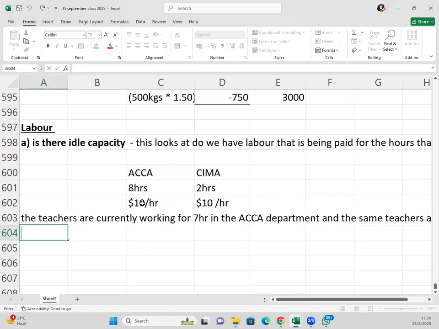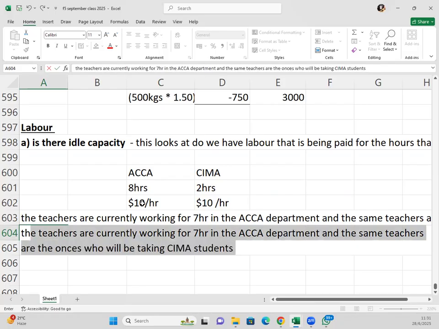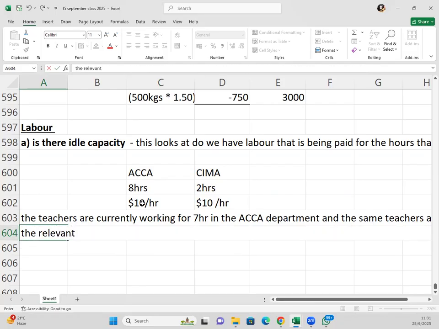For that 1 hour that we are paying them and they are not working, it's idle capacity. During that hour, they can teach the CIMA students at no additional cost. But the CIMA students need 2 hours, and the lecturers will be free for only 1 hour, so the additional 1 hour is relevant. The relevant cost will be only 1 hour.